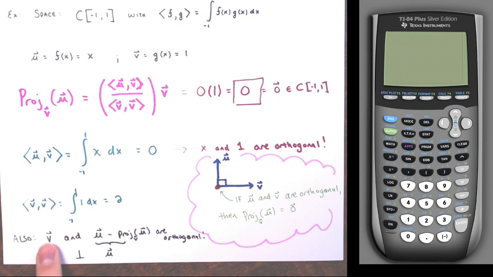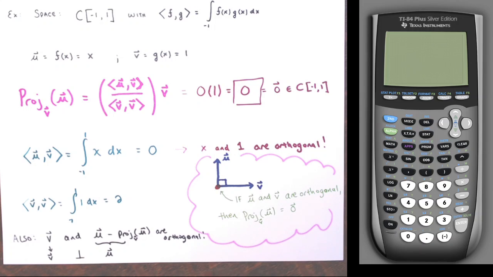The vector you're projecting onto and the vector you're projecting minus the projection vector are always going to be orthogonal. It doesn't matter how the inner product is defined. You just have to pay attention, though. You do have to pay attention to how the inner product is calculated.